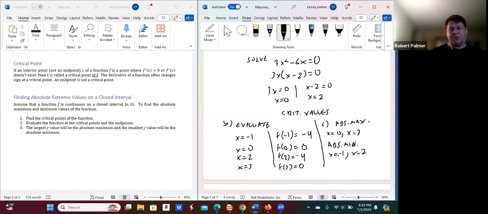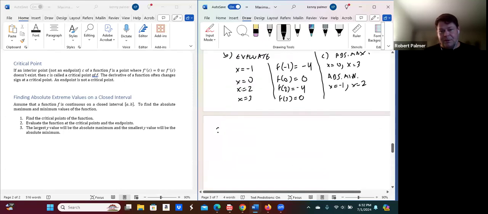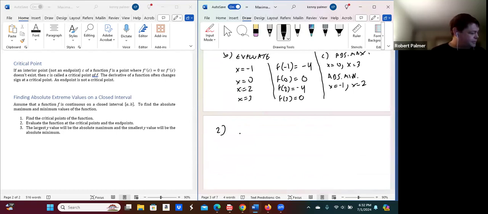Okay, next one, number 2. Oops, that was a stray mark. Get rid of that. Okay, so number 2, let's go to our next page. And this time, let's do this function. This time we have f of x equal to cosine squared x, on the interval from 0 to pi.